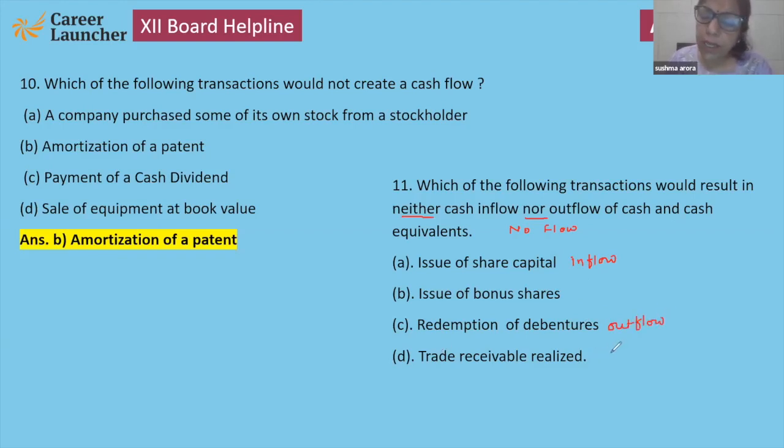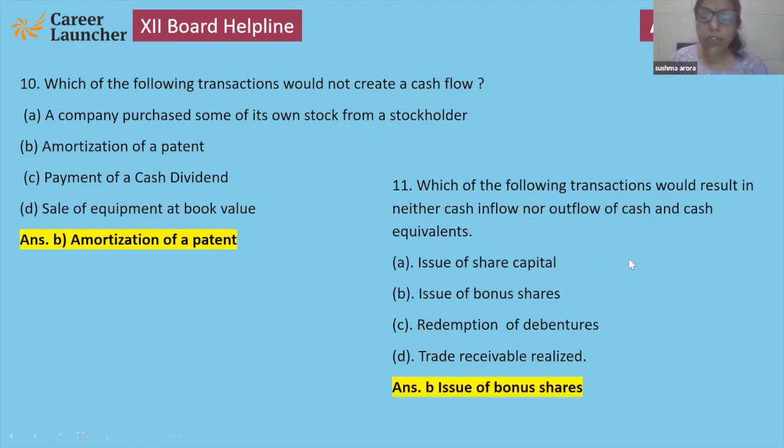Trade receivable realized, inflow. It means bonus shares, that is no flow. Bonus shares are issued by the companies without taking any amount in consideration. Okay, that's why issue of bonus shares is no flow. Please note down. So your answer will be issue of bonus share will be no flow.